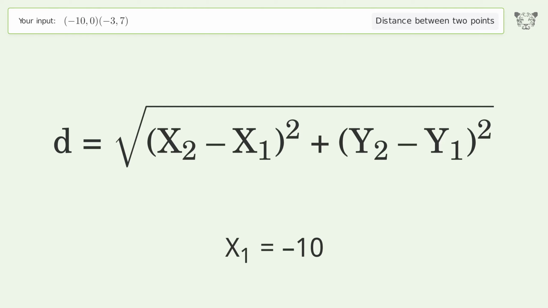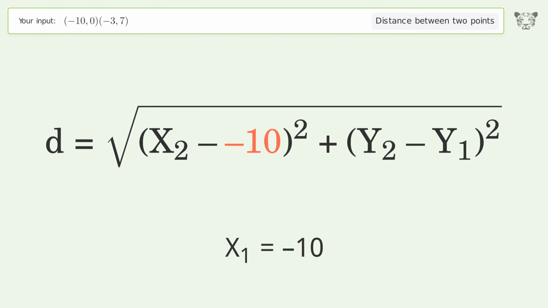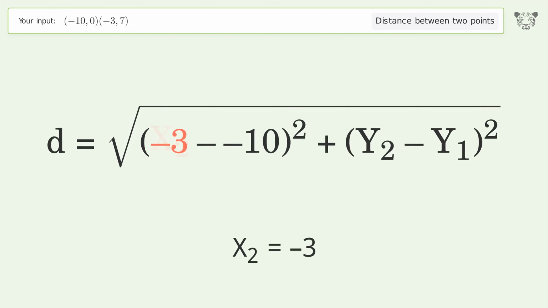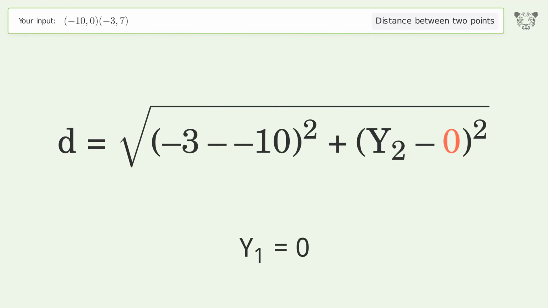x1 equals -10. x2 equals -3. y1 equals 0. y2 equals 7.